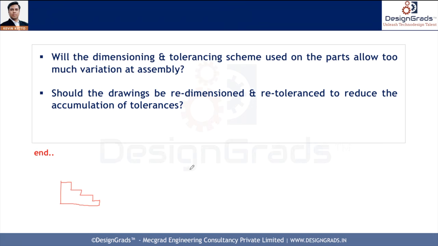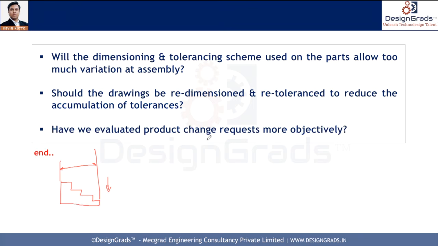Should the drawing be redimensioned or retoleranced to reduce the accumulation of tolerances? What is the accumulation of tolerances? If I have to calculate the total tolerance of this width, it will be the accumulation of all the tolerances of each of these widths. So if I have to reduce the accumulation of tolerances, I can think of whether there is any better way of dimensioning the part, or any better way of tolerancing the part. Have I optimized my tolerancing to meet the same function? And these answers are going to help us reduce the overall cost by reducing total variation in the system.